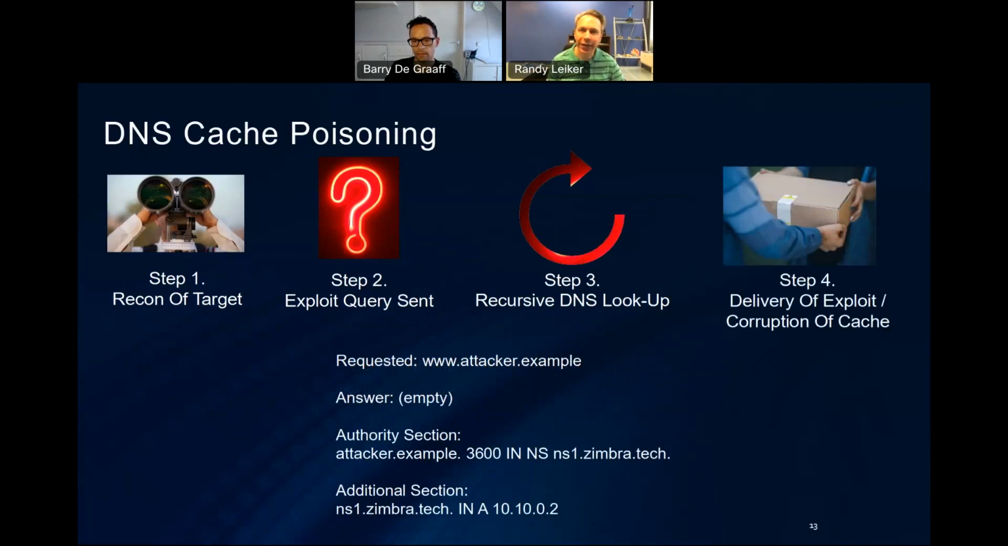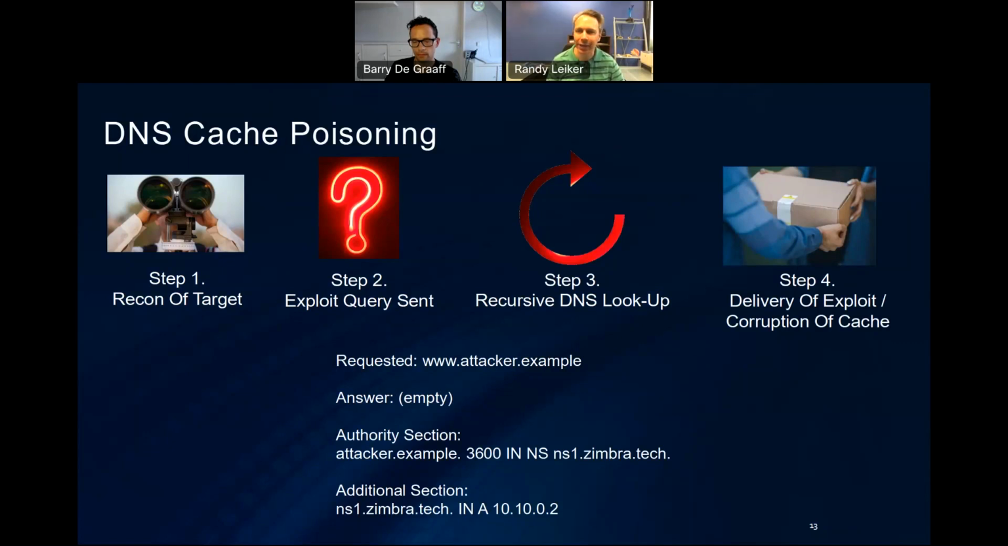So instead of receiving an IP address from the adversary's DNS server for www.attacker.example, ProviderCo instead receives an empty answer, along with a referral to ns1.zimbra.tech for any future DNS lookups for the attacker.example domain name. It looks very similar to what you see on the slide. So this also includes a new IP address provided by the adversary for ns1.zimbra.tech of 10.10.0.2.